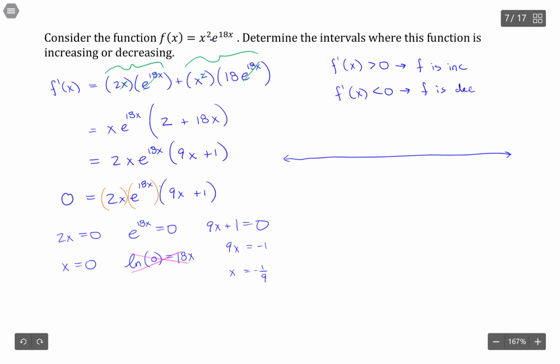So I'll put these critical values on a number line and make sure they are in order. So -1/9 and 0. What I need to do is determine which intervals I am increasing and which intervals I'm decreasing just by choosing some test values within each interval. So the test value here that I'll use is -1. That's a simple one. Within here, that's a bit tricky because -1/9 is pretty close to 0. But I could use something like -1/10. I believe that would do what I want.